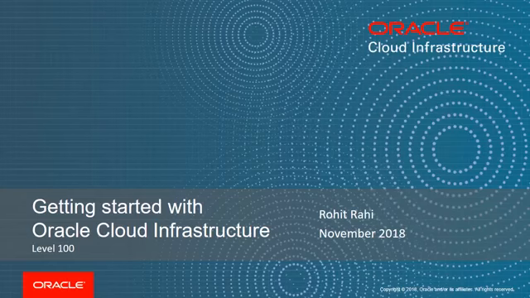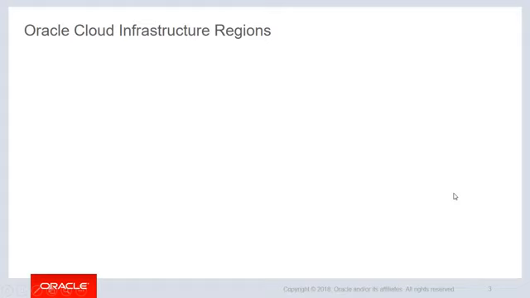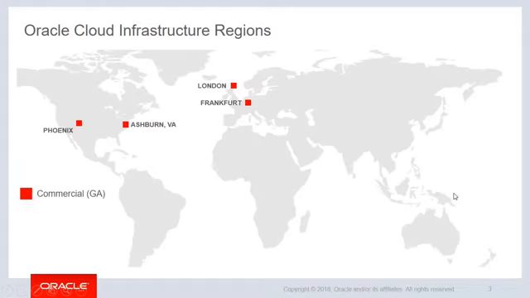In this module, let us look at Oracle Cloud Infrastructure concepts and terminology. Oracle Cloud Infrastructure is hosted in regions. A region is a geographic area composed of several data centers.